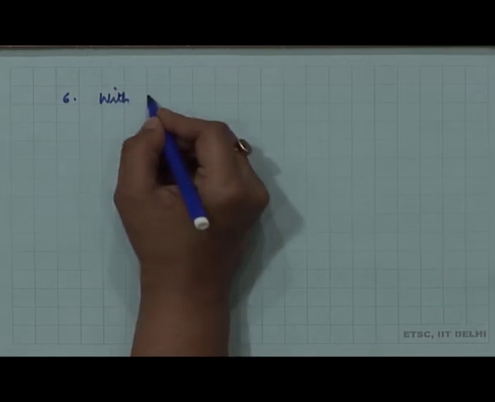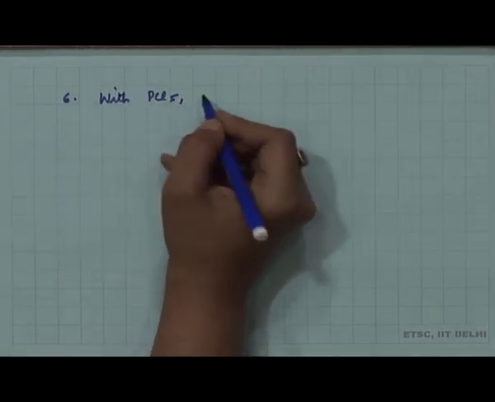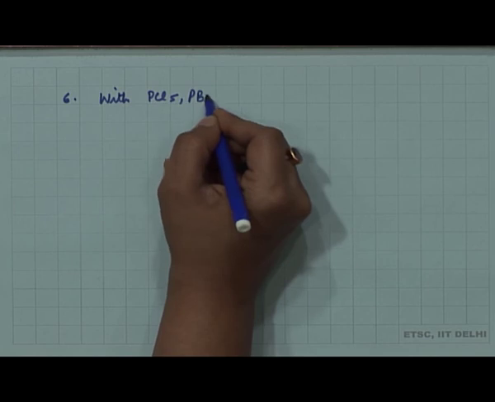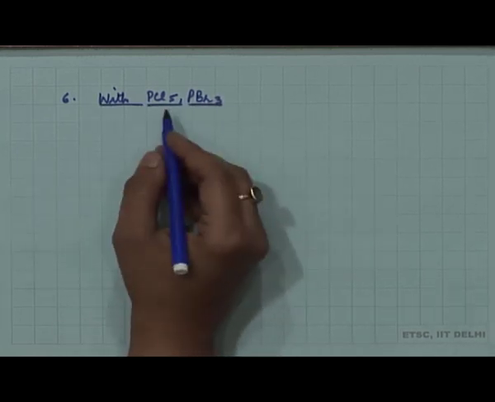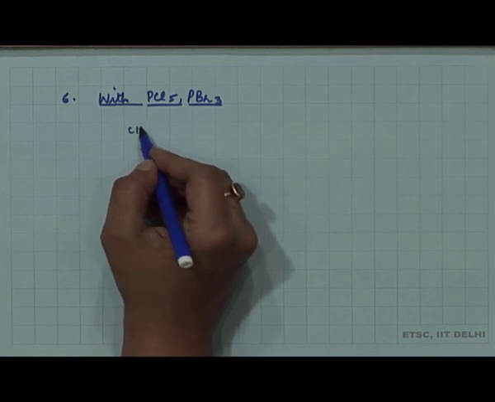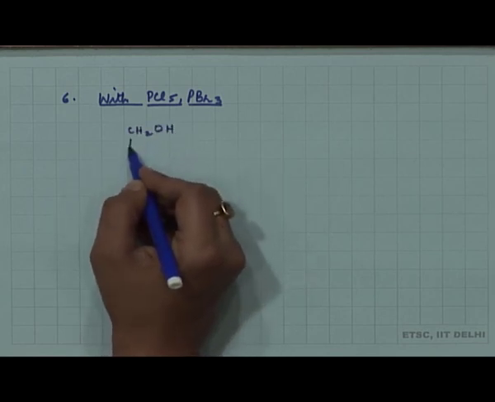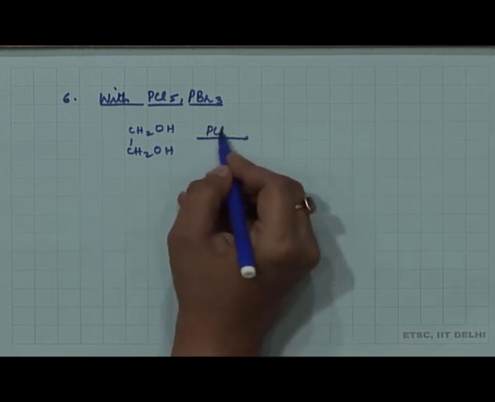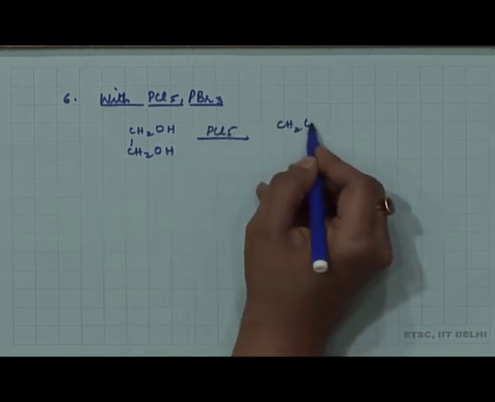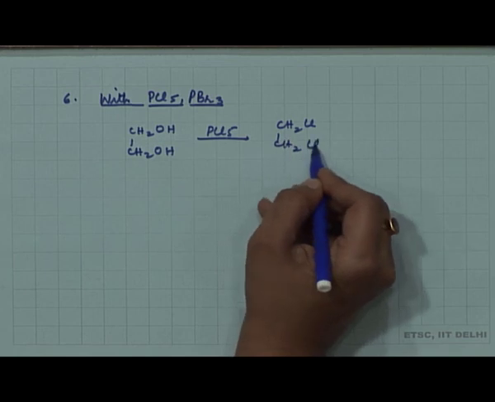dealt with earlier also. With PCl5, PBr3, what will happen to the diol? What was happening to your monohydric alcohol? Same thing will happen here also. So, you treat it with PCl5, you will get the corresponding dichloro compound.